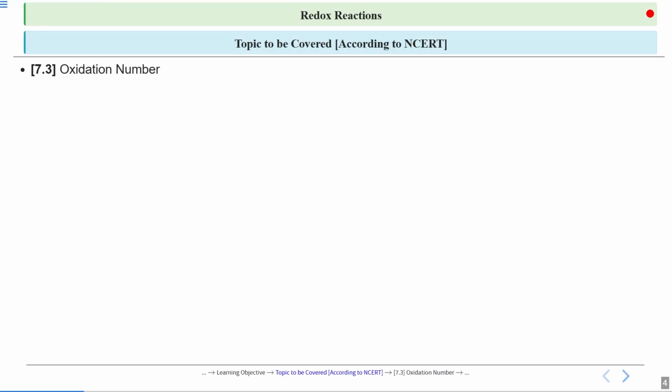The topics that we are going to cover: the first one is 7.3, that is oxidation number. Then we will do problems 7.3 and 7.4, and then we will conclude this in a summary. So now let's start today's lecture with the oxidation number. What do we understand by oxidation number?